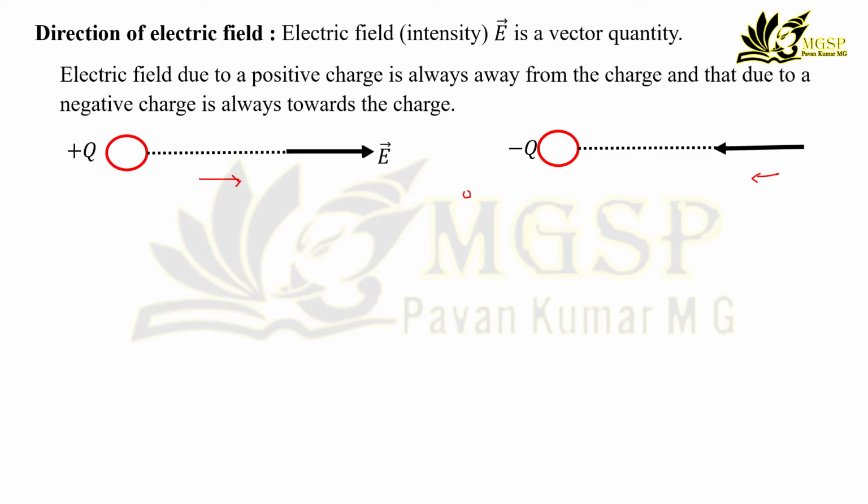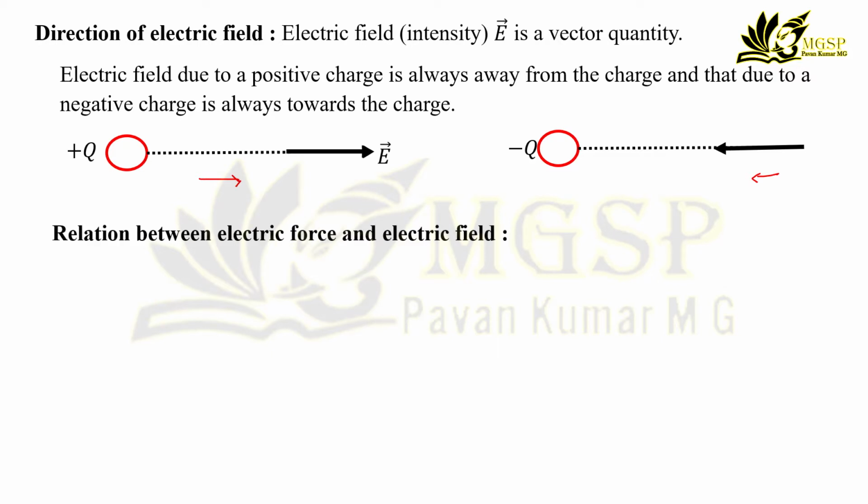Suppose I consider a positive charge, the electric field lines will go in this direction, meaning outward. Clear? In the case of a negative charge, it will go in the inward direction. That is the meaning of this statement.